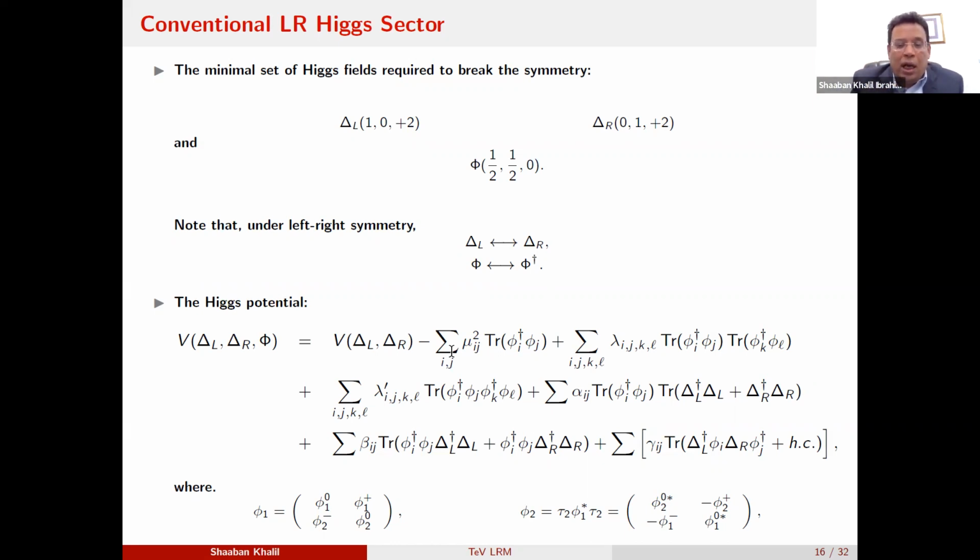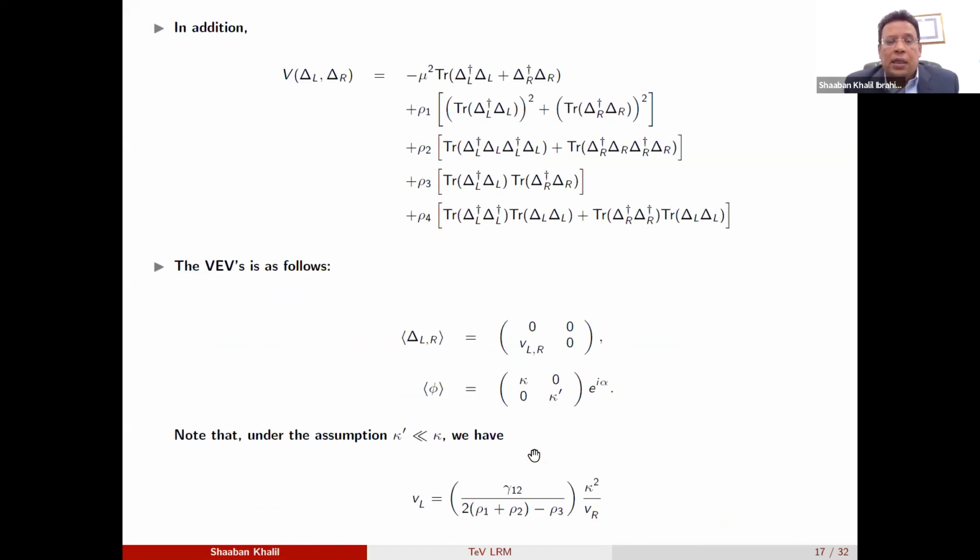Here is the potential. I don't want to talk too much about the potential. Here is the bi-doublet. As I told you, it is 2 Higgs doublets combined together. So one of them will be phi 1 0, phi 1 plus, phi 2 0, phi 2 minus. The ordering here, or the position of each component, depends on the B minus L charge of +2 that we are talking about. This is again the potential, how to generate the vacuum expectation value.